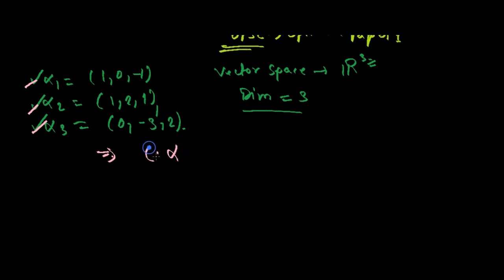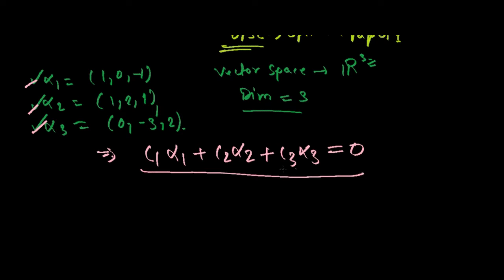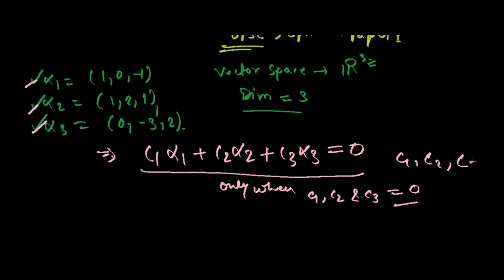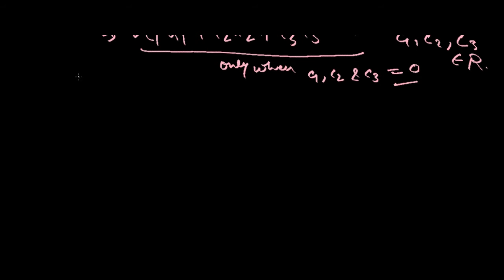This means that if we have 3 constants and we take the linear combination of these 3 vectors, like C1 into alpha 1, plus C2 into alpha 2, plus C3 into alpha 3, and we equate it to 0, and this equation is satisfied only when C1, C2 and C3 all equal 0, where C1, C2 and C3 all belong to the field of R3, which is nothing but R, then we can say that our vectors alpha 1, alpha 2 and alpha 3 are linearly independent.